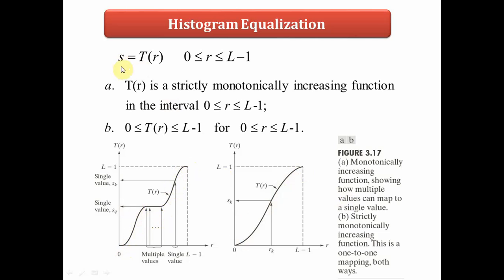Now, if you consider the output image S, it is nothing but the transformation on R, which has gray level values 0 to L minus 1. Now, the transformation is a strictly monotonically increasing function in the interval of gray levels 0 to L minus 1. The transformation should also give values from 0 to L minus 1, that is, R should be greater than or equal to 0 and less than or equal to L minus 1. These are the conditions.